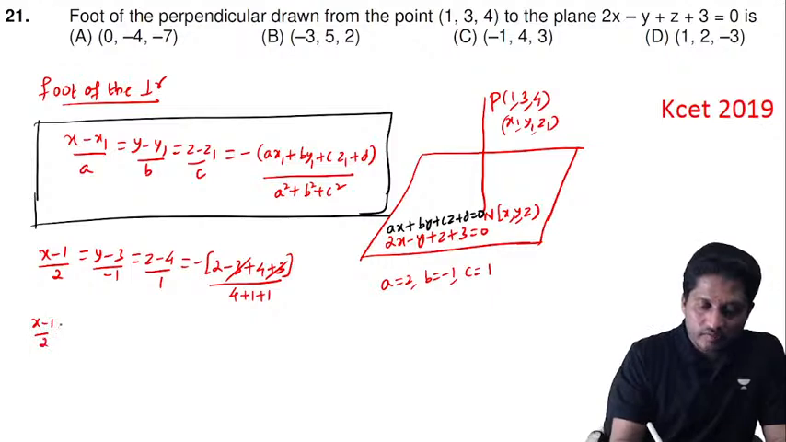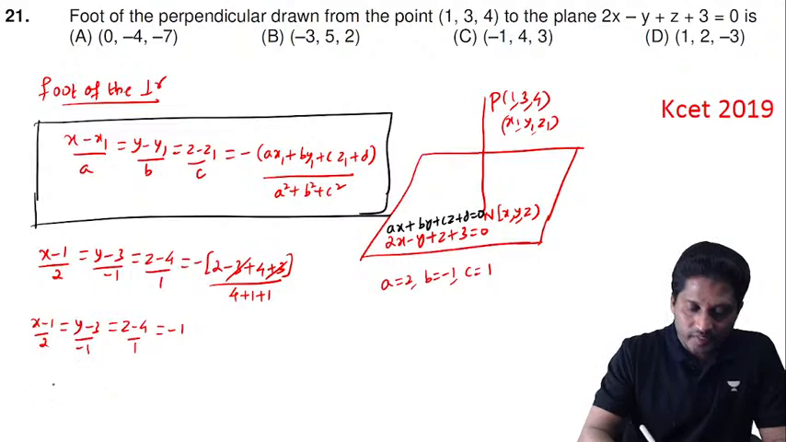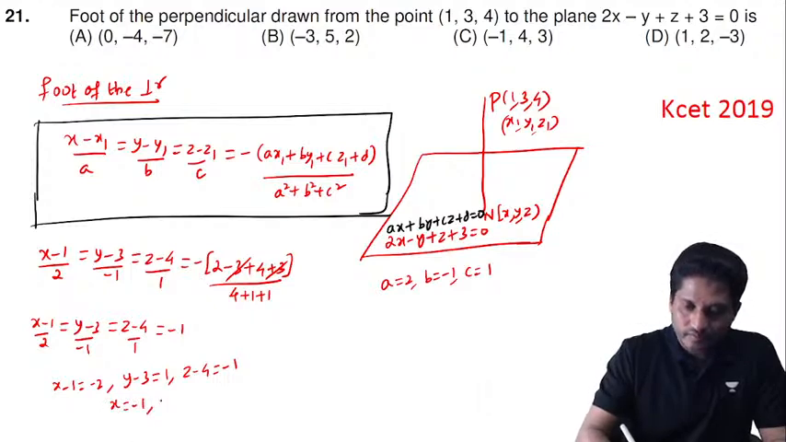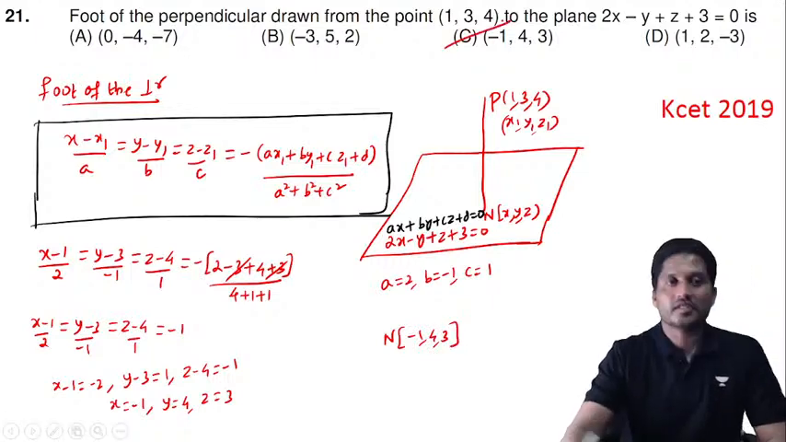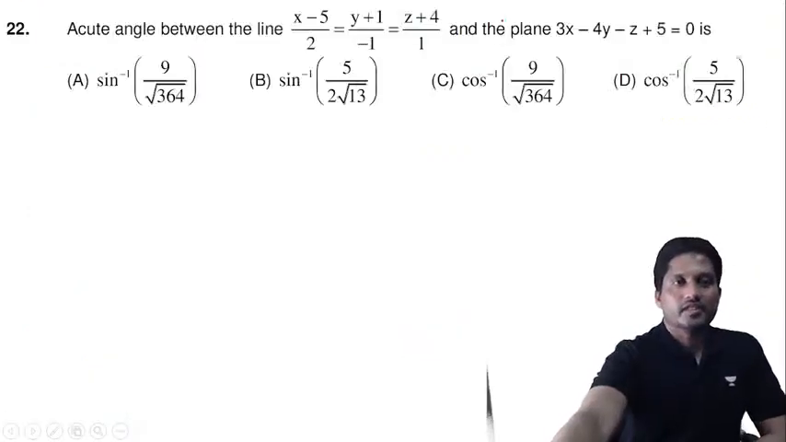x minus 1 by 2, y minus 3 by minus 1, z minus 4 by 1 is equal to minus 1. If you cross multiply, x minus 1 is equal to minus 2, y minus 3 is equal to plus 1, z minus 4 is equal to minus 1. Therefore, x should be minus 1, y is equal to plus 4, z is equal to plus 3. That is the foot of the perpendicular. Foot of the perpendicular is minus 1, 4, 3. Answer is option C. Let's move to the next question.